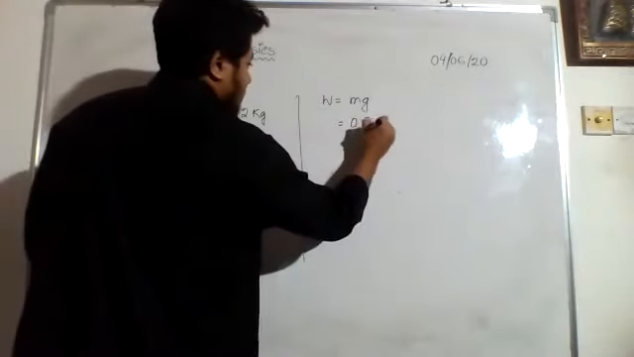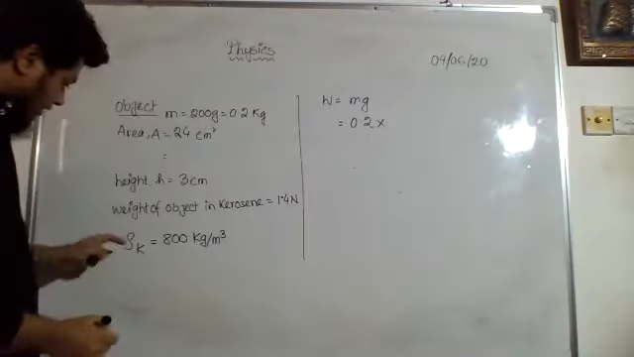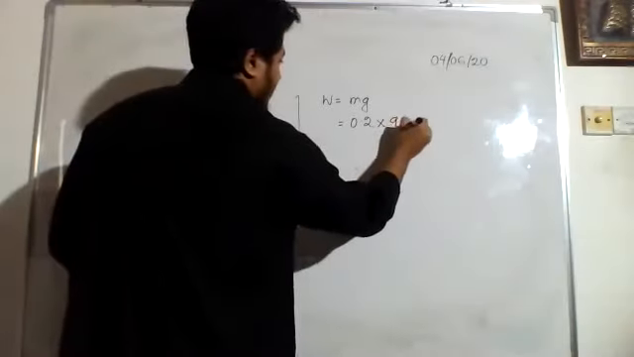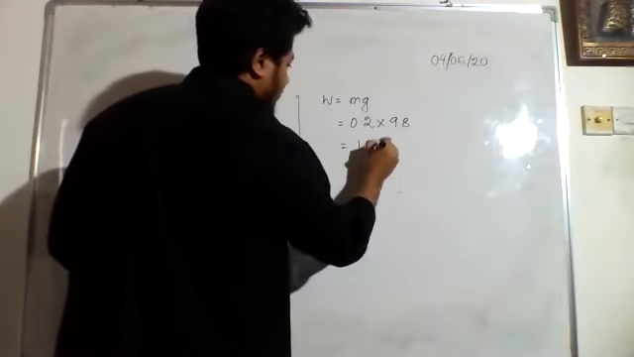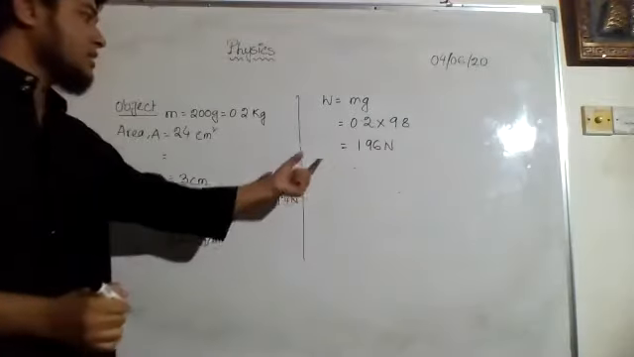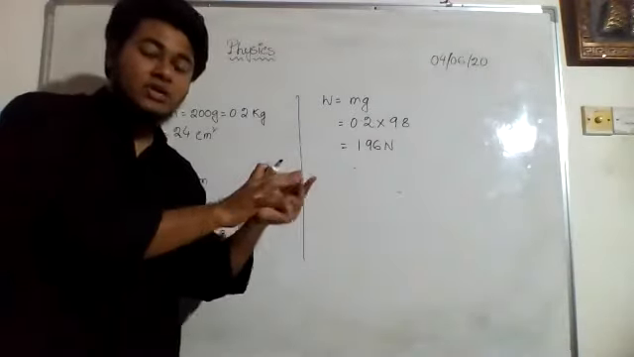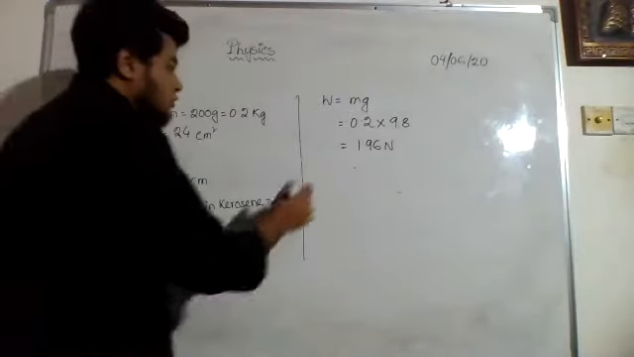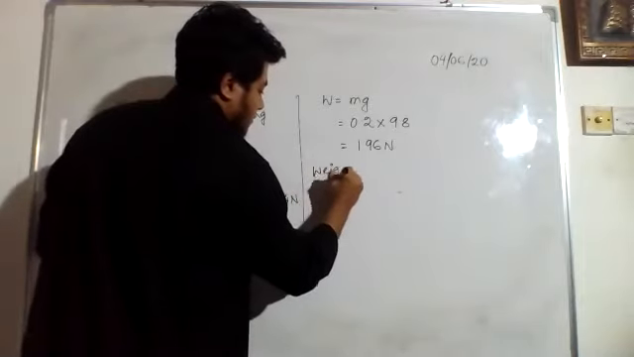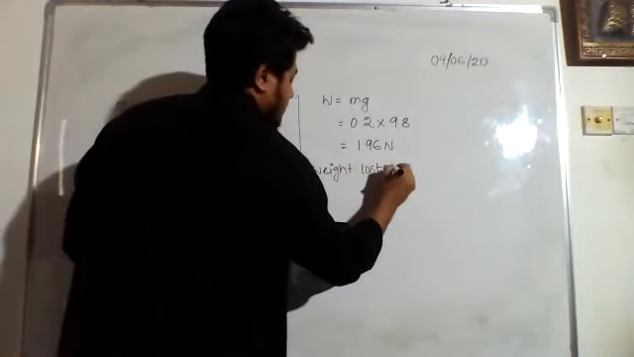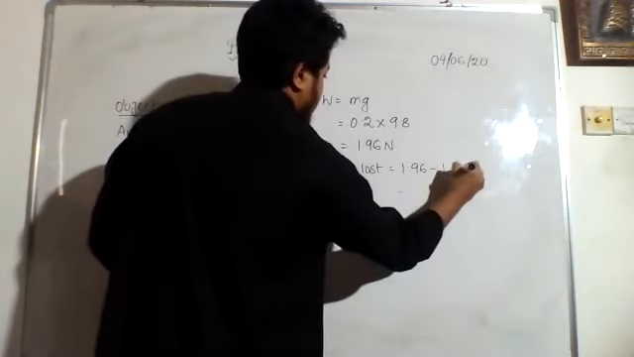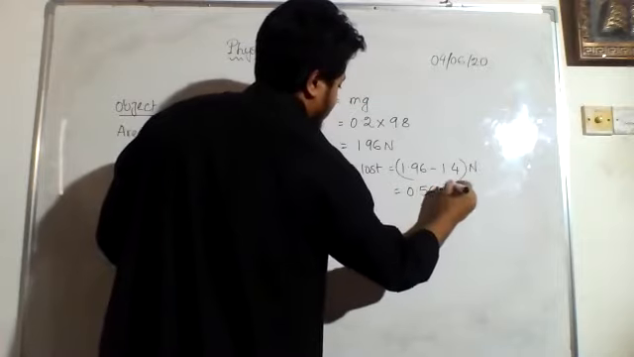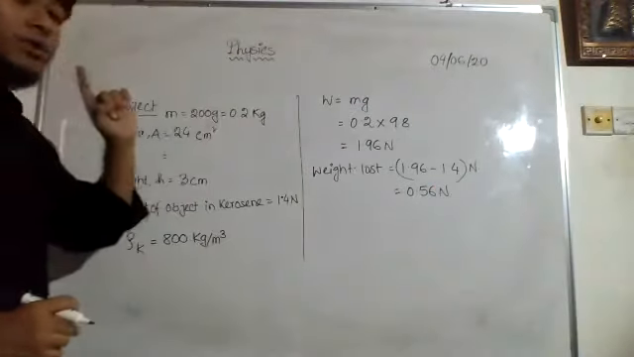Sir, what is that called? It is rho k, density of kerosene. Okay, rho, 9.8, so it will be 1.96 Newton. So see, this is the weight outside the kerosene. When you keep it in the kerosene, it loses some weight and it becomes 1.4. So what is the weight lost? Weight lost is equal to 1.96 minus 1.4 Newton, so it will become 0.56 Newton. This is the weight loss. Now we will calculate another.